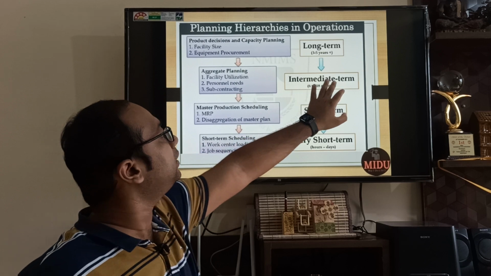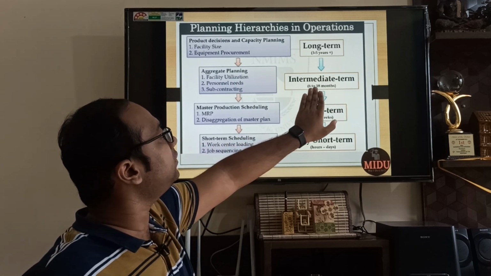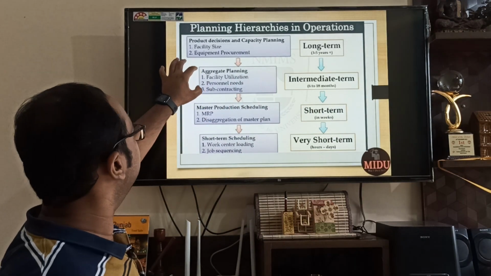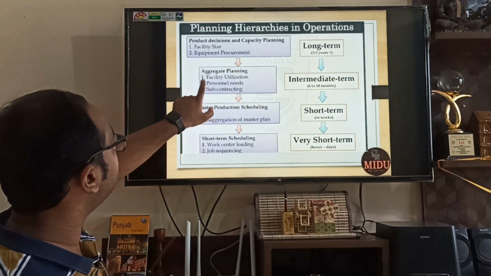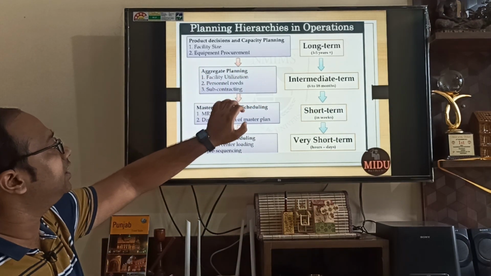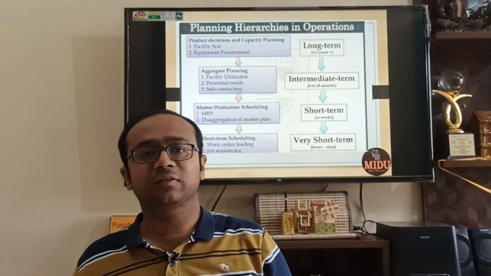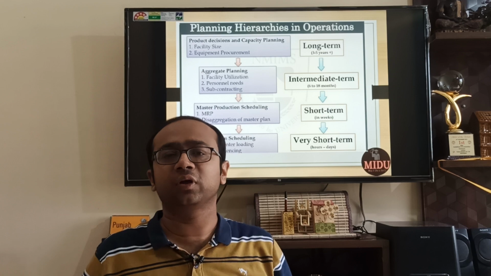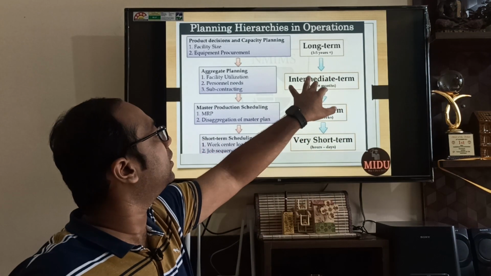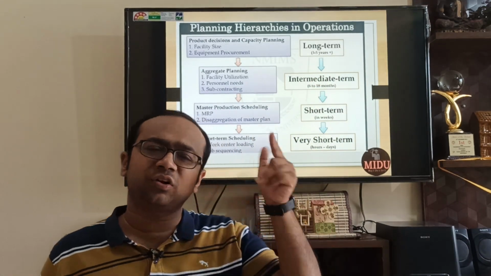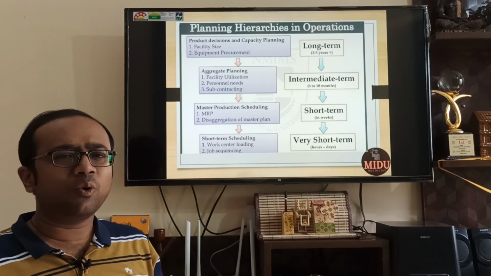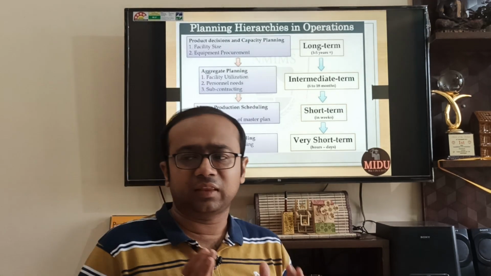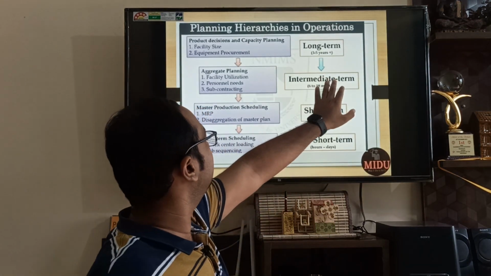Second category is intermediate term. Intermediate is basically 6 to 18 months, so half to 1.5 years. Decisions related to aggregate planning, which are your facility utilization, personnel needs, subcontracting. Now take an example, you want to buy a new shirt or some new clothes for yourself or your kids. That is intermediate term. You will never think that I am buying this shirt for 5 years. You will think, okay, if it lasts 1 or 2 years, then it is sufficient. That kind of planning is known as intermediate term.